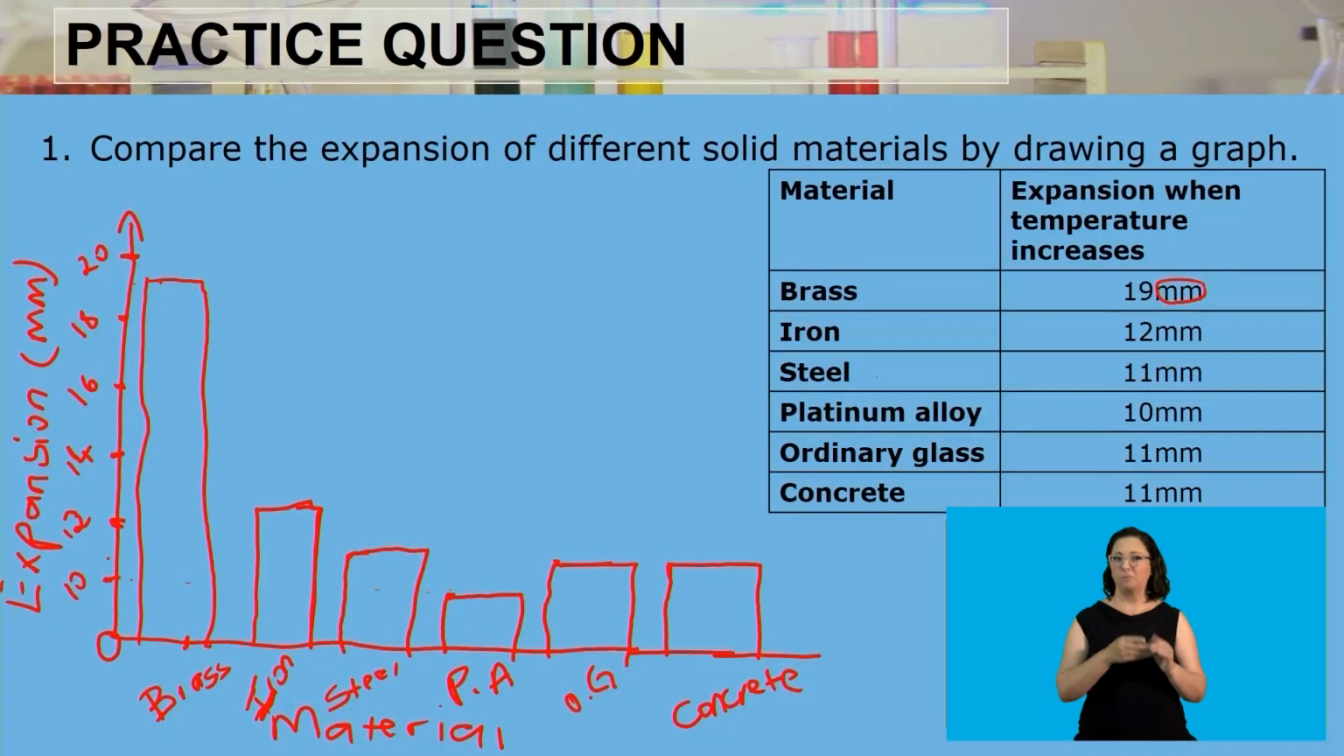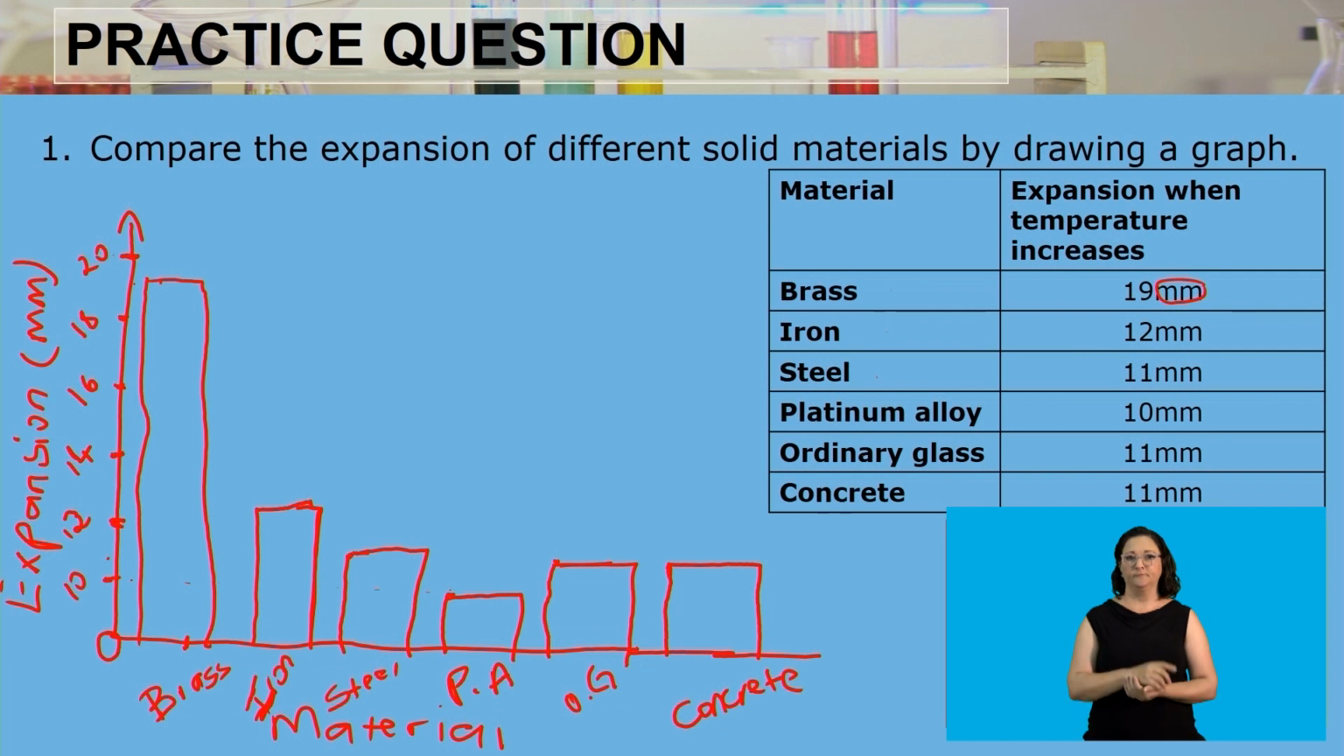And for all the other ones, for iron, it's 12 millimeters. For steel, it's 11 millimeters. Platinum alloy, it's 10 millimeters. The ordinary glass and the concrete are both 11 millimeters. Make sure that you allow for that particular space for the expansion and the contraction of these materials.